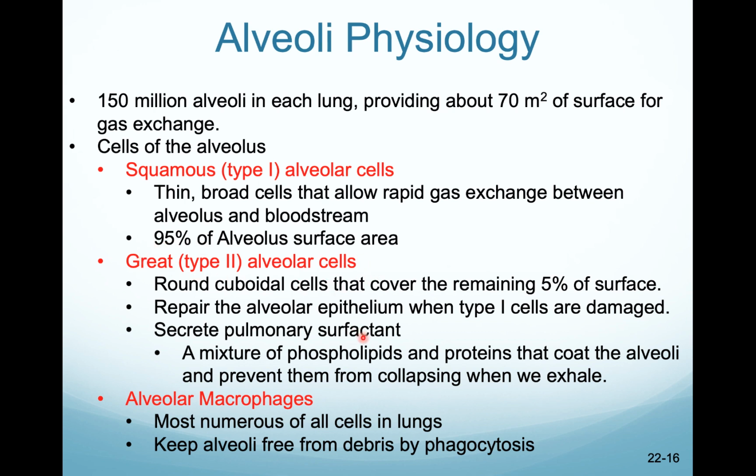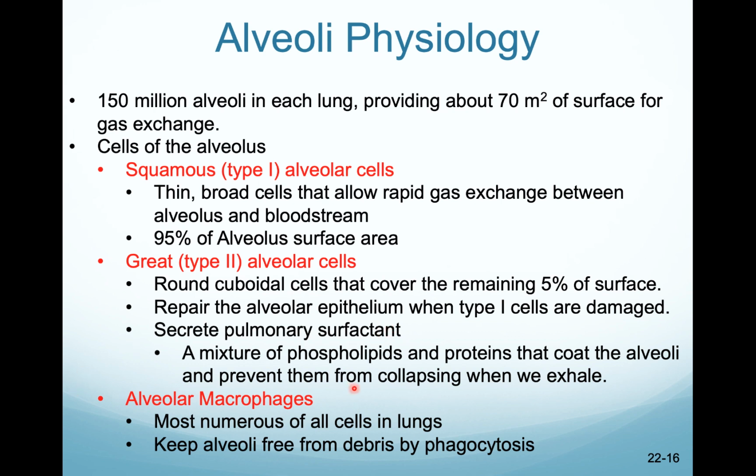And like I said, surfactant is like an oil-like substance, so it is hydrophobic. What it's actually made out of is phospholipids and proteins. Again, this liquid covers the inside of the alveoli and prevents it from collapsing during exhale. So when gas leaves the alveoli, think of gas leaving a balloon. Generally, when gas leaves a balloon, it shrivels up and collapses. Surfactant is what prevents the alveolar balloon from collapsing.